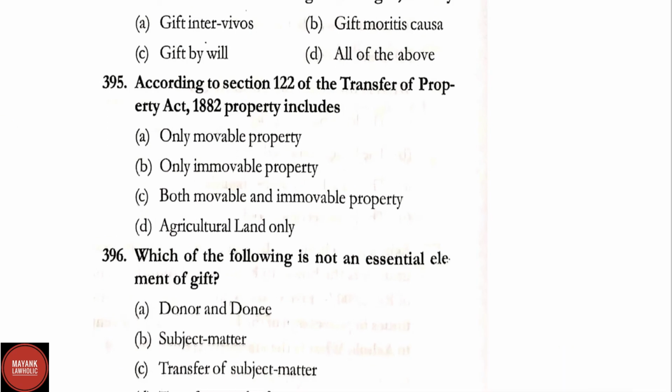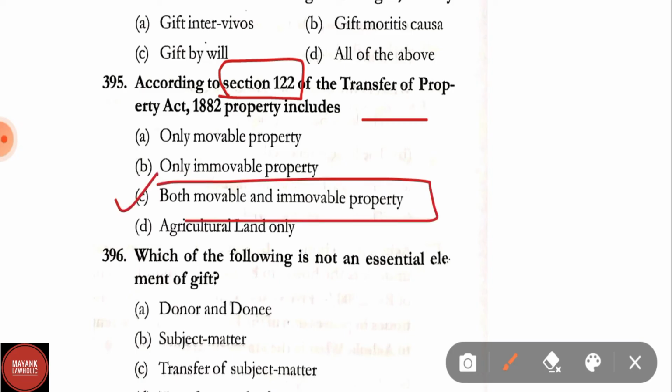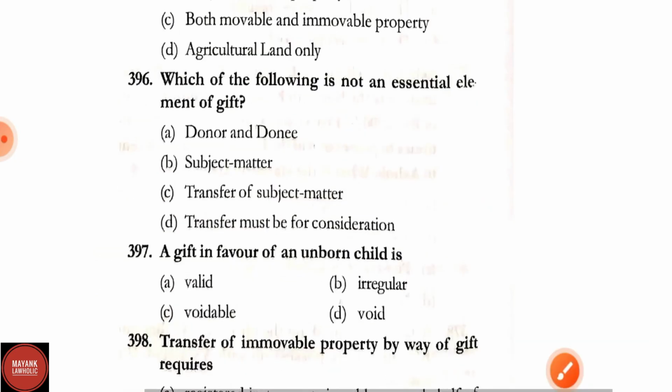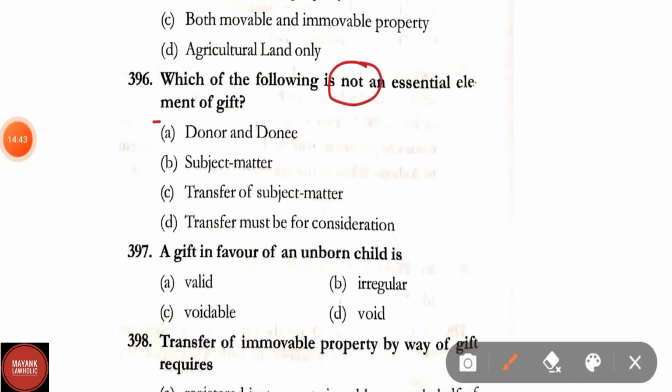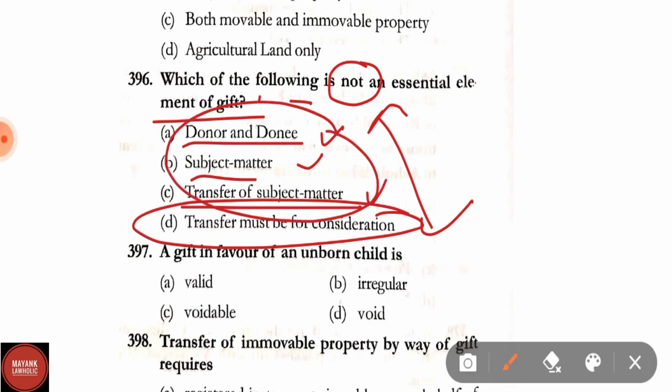Question number 395. According to Section 122 of the Transfer of Property Act, property includes only movable property, only immovable property, both movable and immovable property, agricultural land only. Here the correct answer is option C, that is both movable and immovable property. Question number 396. Which of the following is not an essential element of gift? Options are donor and donee, subject matter, transfer of subject matter, transfer must be for consideration. Here the correct answer is option D, that is transfer must be for consideration is not an essential element of gift, whereas donor and donee, subject matter, transfer of subject matter are the essential elements of gift.